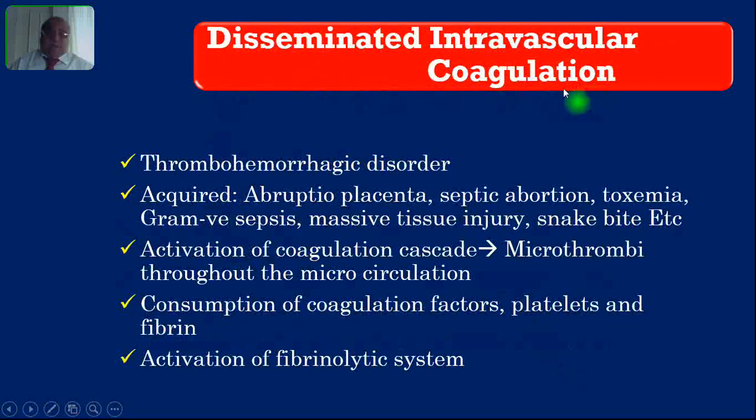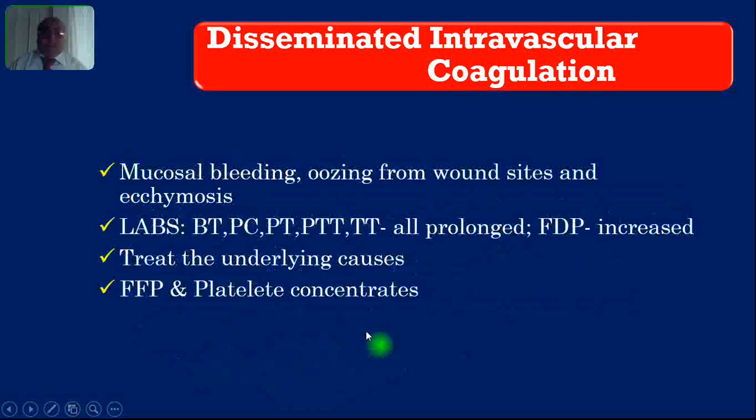Disseminated intravascular coagulation is a thrombohemorrhagic disorder. It is an acquired bleeding disorder. It may be because of abruptio placenta, septic abortion, toxemia, gram-negative sepsis, massive tissue injury, snake bite, etc. Activation of the coagulation cascade will produce microthrombi throughout the microcirculation. There will be consumption of coagulation factors, platelets, and fibrin. There will also be activation of the fibrinolytic system.